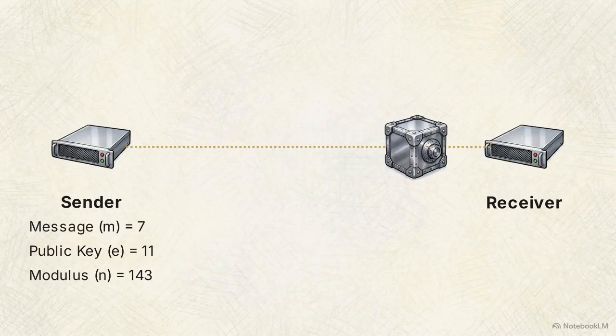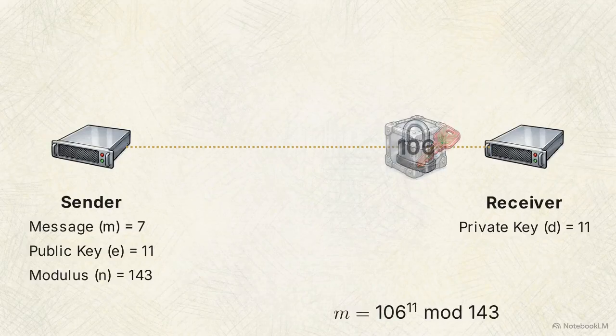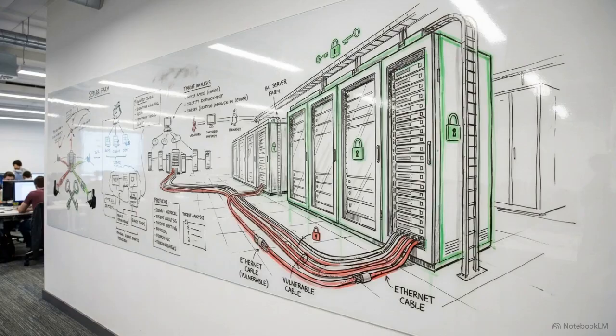At the receiving node, a decryption process applies the private key, 11, to the ciphertext. Raising the ciphertext to the power of the private key, modulo 143, perfectly restores the original message of 7. The asymmetric mathematical loop is closed, successfully guaranteeing data confidentiality in transit. Data flows as inherently vulnerable network traffic, making cryptography non-negotiable for system operations.